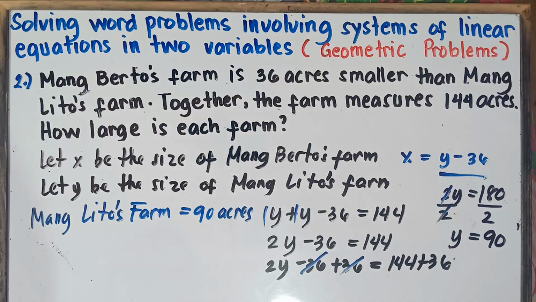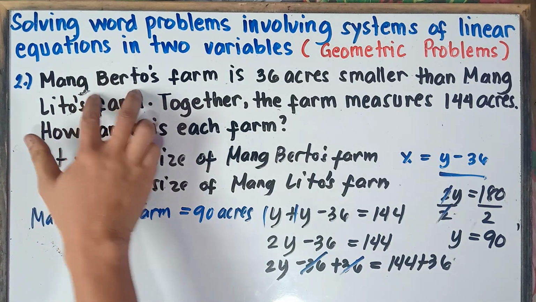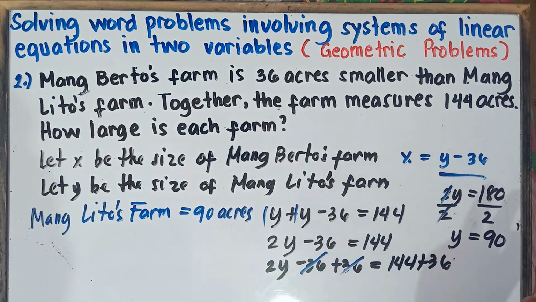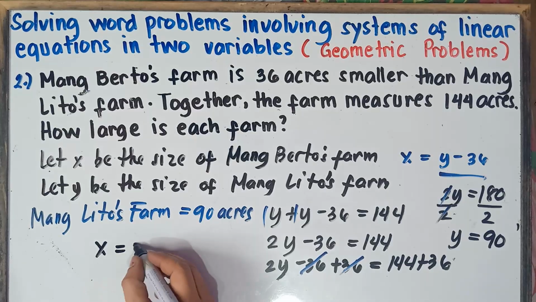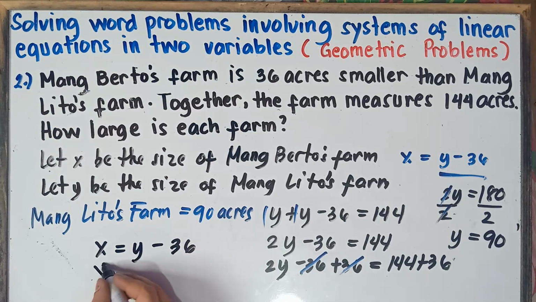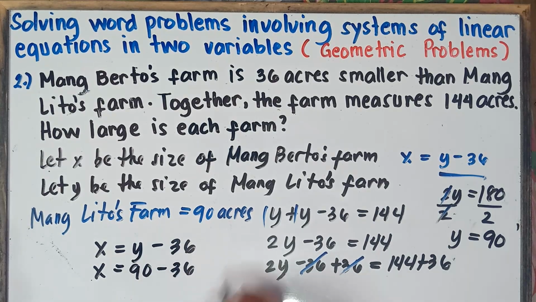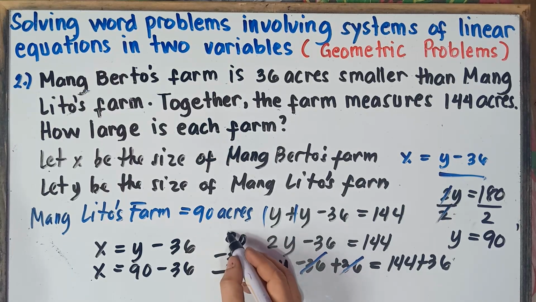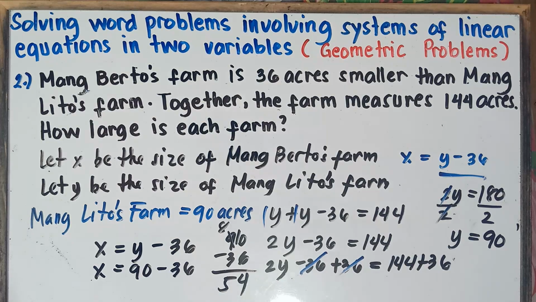Now, to get the value of Mangbertus form, that would be x, simply substitute the value of y in this given equation. So x equals y minus 36. So x equals the value of y, that would be 90 minus 36. Let's do that. 0 minus 6 cannot be, so borrow 1. This becomes 8, and this becomes 10. 10 minus 6 is 4. 8 minus 3 is 5. So that would be 54. So therefore, the value of x is equal to 54 acres.